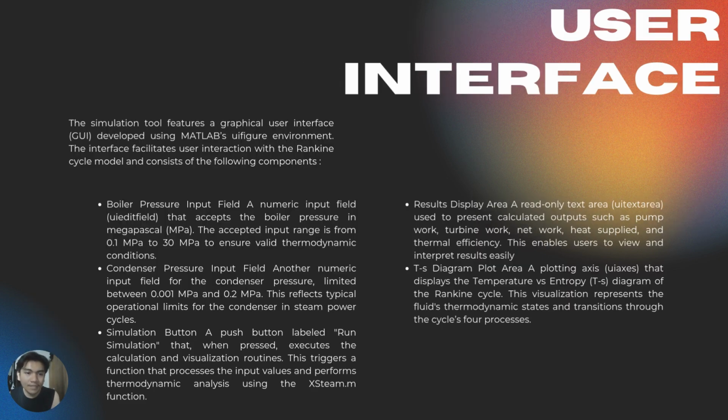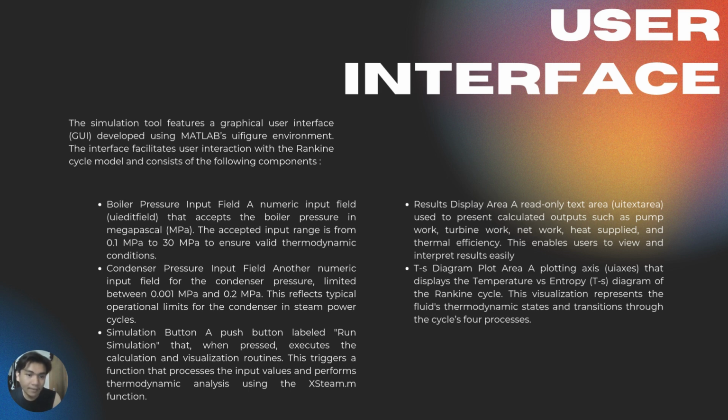And we move to the user interface. We use a simulation tool that features a graphical user interface using MATLAB. This interface will interact with the user with the Rankine cycle model and consists of the following components. The first one is boiler pressure input. It is a numeric input that accepts the boiler pressure from 0.1 megapascal to 330 megapascal. It is also valid due to thermodynamic conditions under certain conditions.